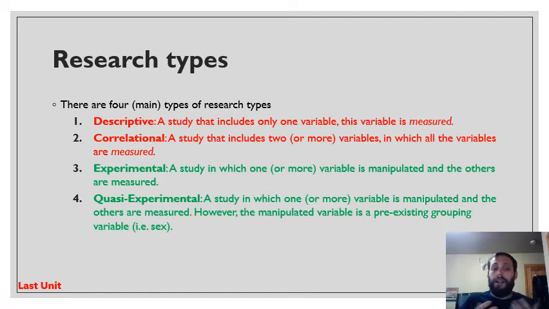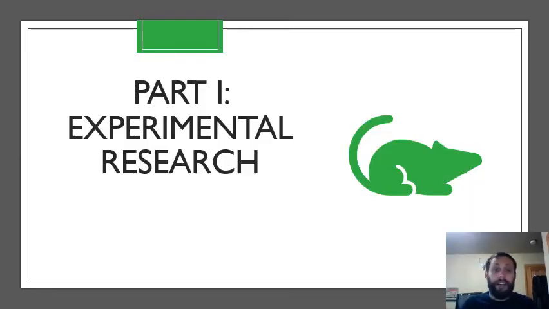Quasi-experimental is another type of experimental study. It's kind of experimental, but kind of not, so it's this hybrid condition. It's a study in which we have one manipulated variable and the others are measured. However, the manipulated variable is a pre-existing grouping variable, in which we talk about sex. And we'll discuss this more as we progress throughout the slideshow. So let's go ahead and dig right into experimental research.